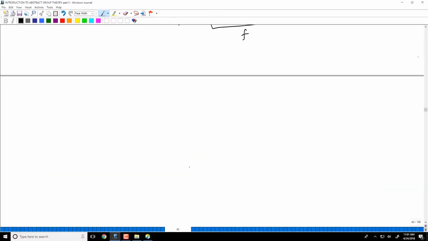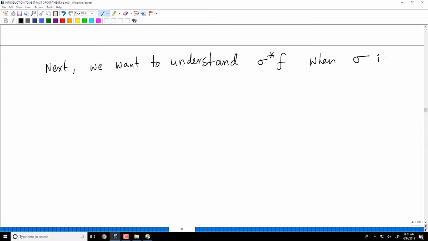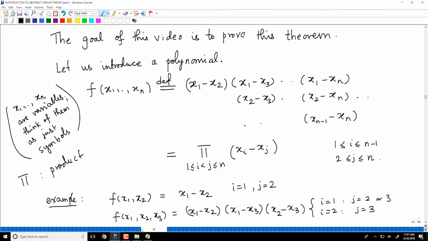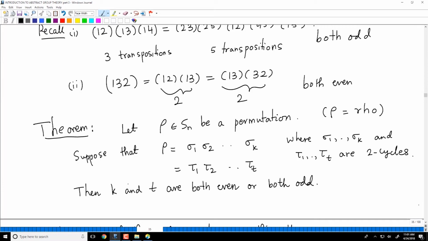Now I want to understand what sigma star does when sigma is a transposition. So now we want to understand when sigma is a permutation, is a transposition. Let me remind you, our goal in this video was to prove the theorem that I stated some time back. So maybe it's a good time to recall the theorem. The goal of the video is to prove this theorem.